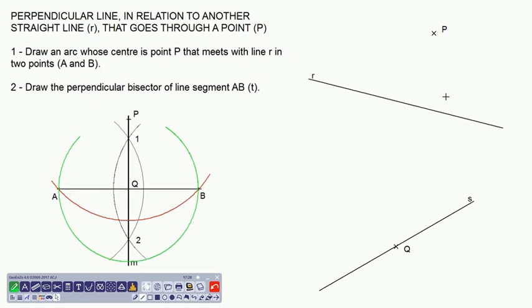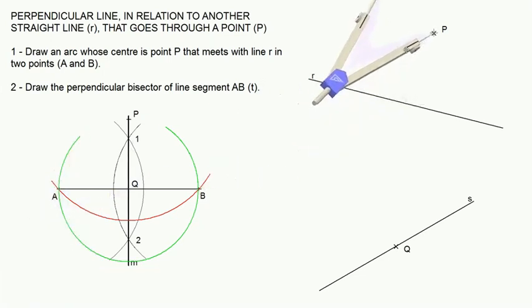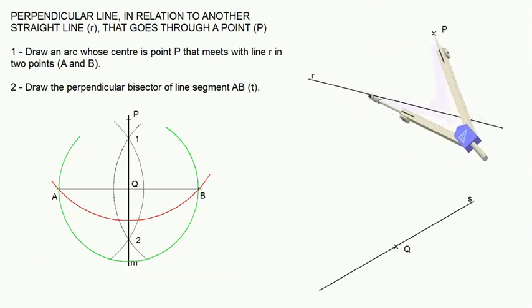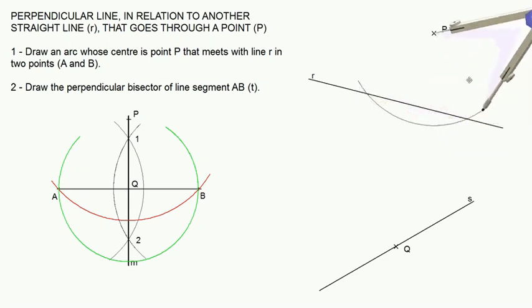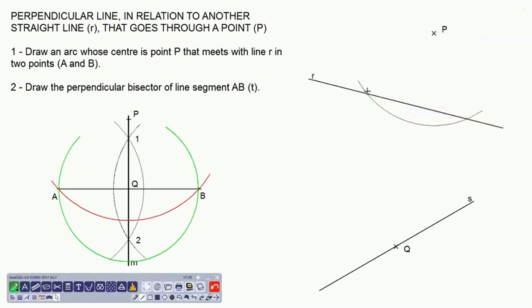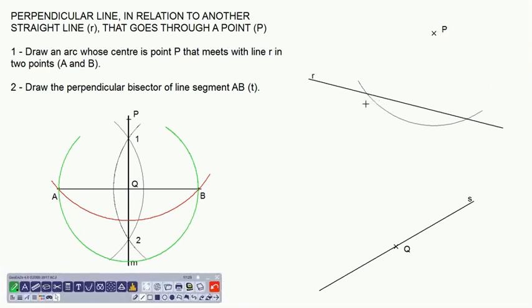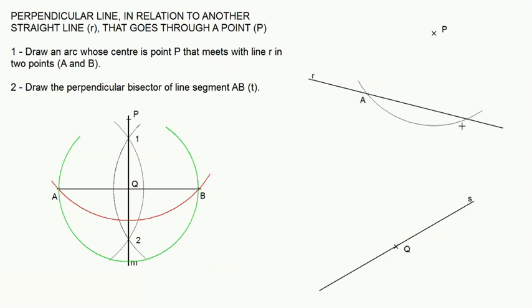So, how can we apply it to our exercise? What we have to do is to draw a circumference whose center is point P that meets with straight line R in 2 points. For example, this one. These points, A and B.